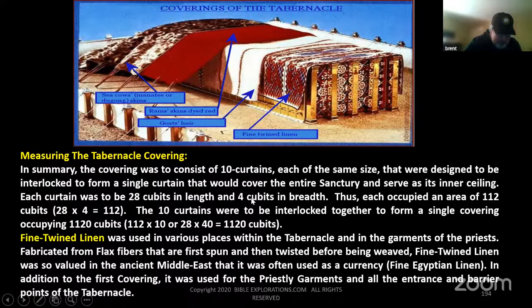So fine twisted linen. This is supposed to be made of fine twisted linen. It was used in various places within the tabernacle and in the garments of the priests, fabricated from flax fibers that are first spun and then twisted before being woven. Fine twined linen was so valued in the ancient Middle East that it was often used as currency, the fine Egyptian linen. In addition to the first covering, it was used for the priestly garments and all the entrance and barrier points of the tabernacle.